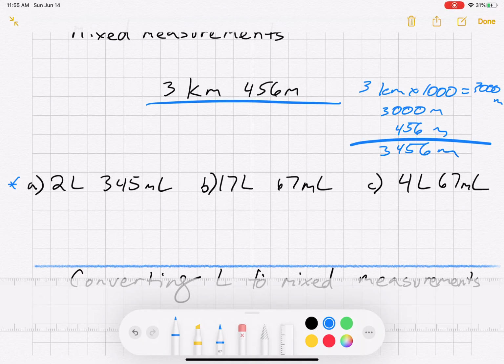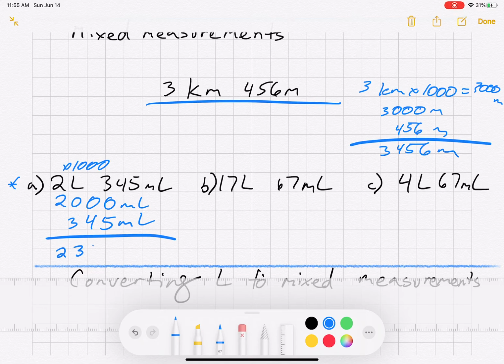So I have 2 liters, I'm going to multiply that by 1,000, which is 2,000 milliliters, and now I'm going to add 345 milliliters and add them together. Okay, so this would be 2,345 milliliters. Okay, so I have 17 liters and then multiply by 1,000. So that would be, adding on those 3 zeros, 17,000, right? 17,000.